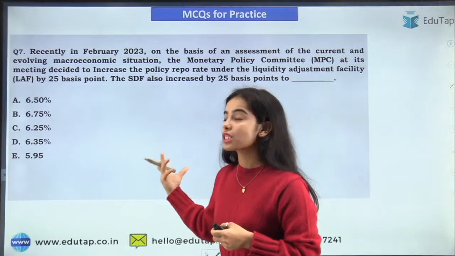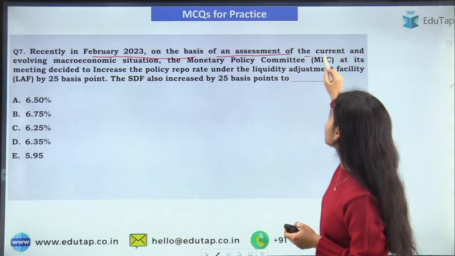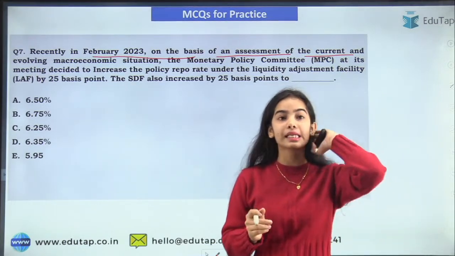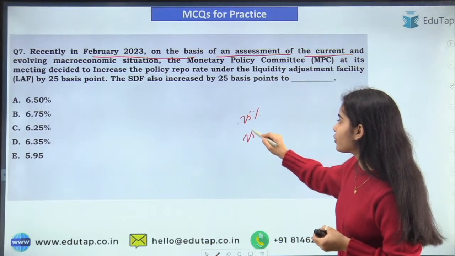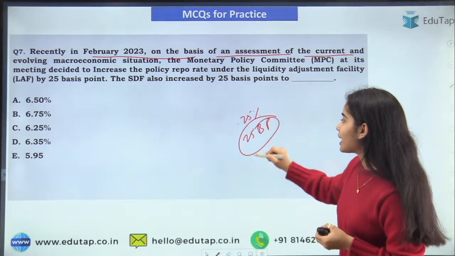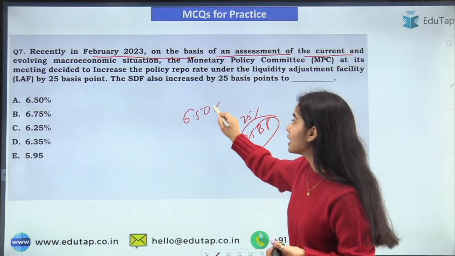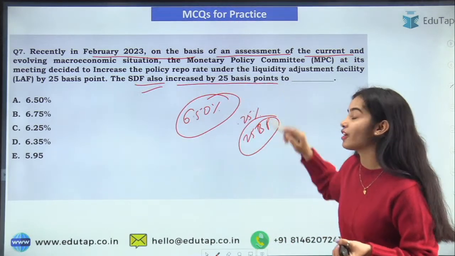So now coming to the next question. Recently, in February 2023, on the basis of the assessment of the current and evolving macroeconomic situation, the Reserve Bank of India has raised the repo rate by 0.25%, that is by 25 basis points. So the repo rate has become what? It has become 6.50%. You have to tell that the SDF also increased by 25 basis points.